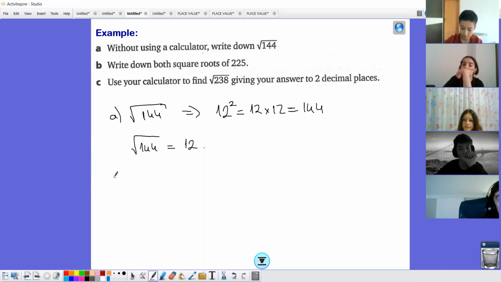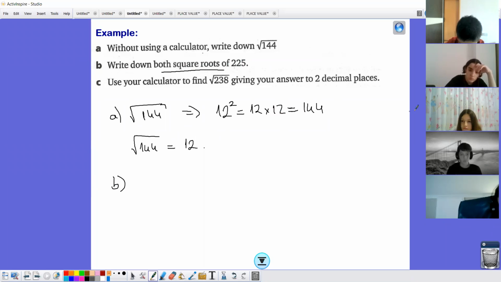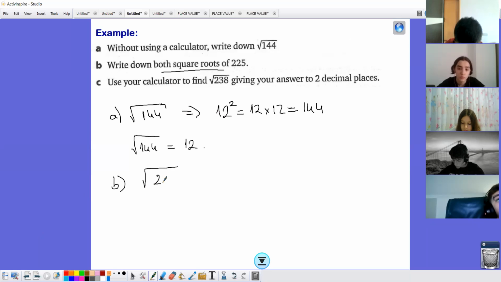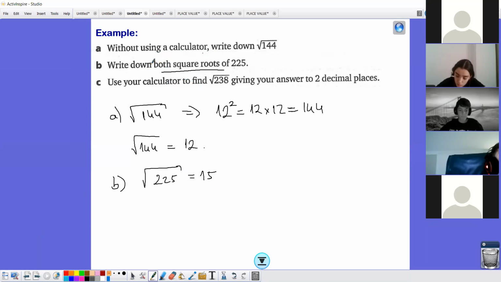What does it say in B, what does it mean? Write down both square roots of 225. In the previous example, we found what was the square root of 225? 15, yes, 15. But also, look, the square root of 225, we can write that it is 15 directly. But it says both square roots, both.